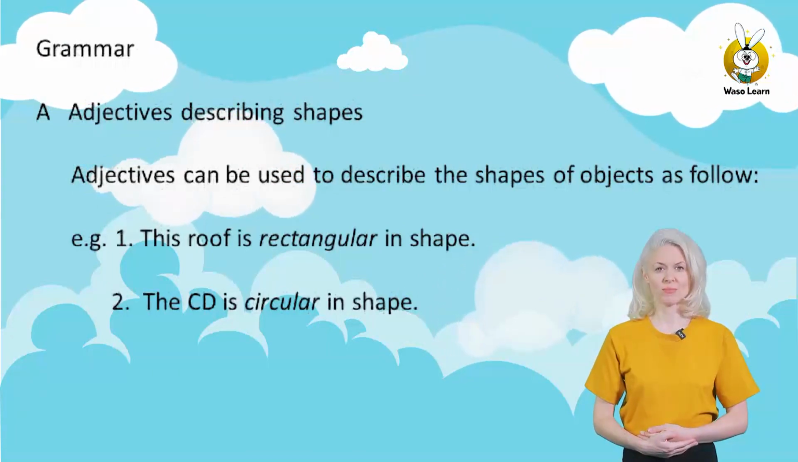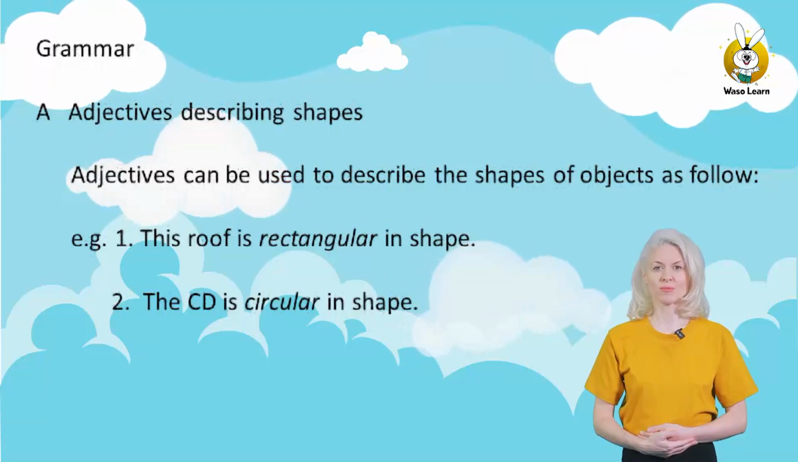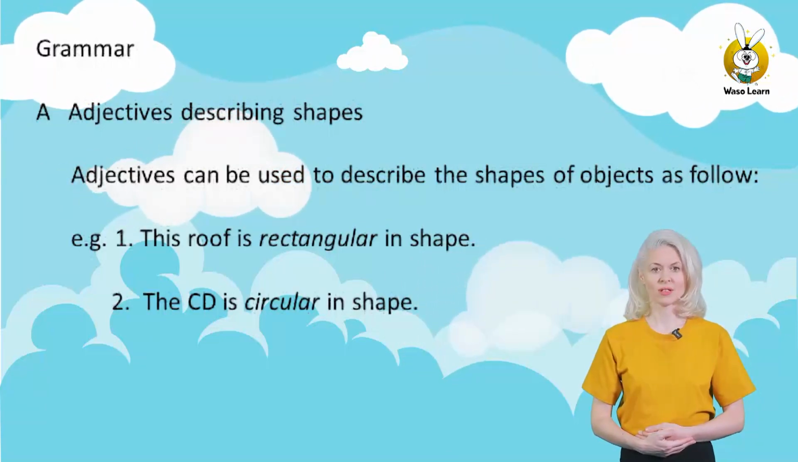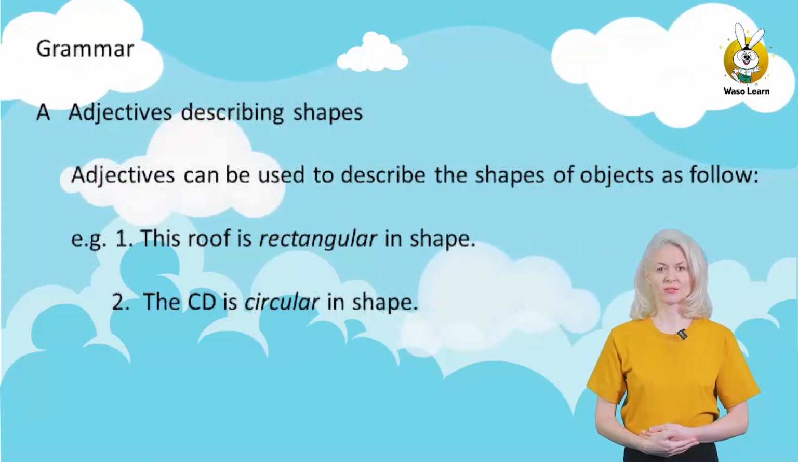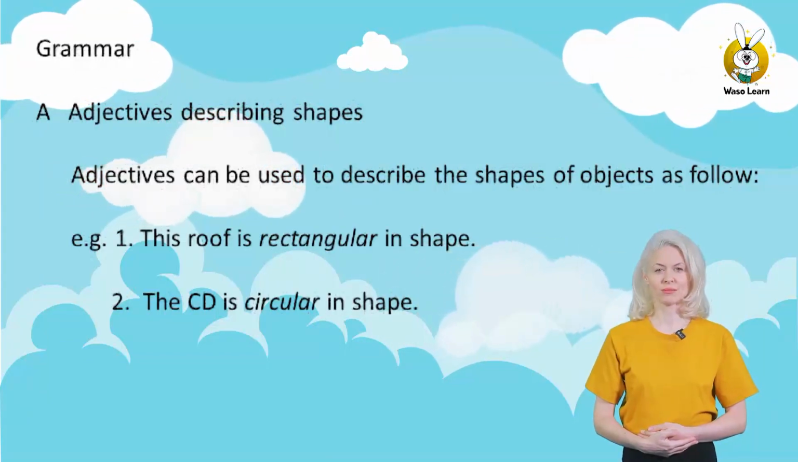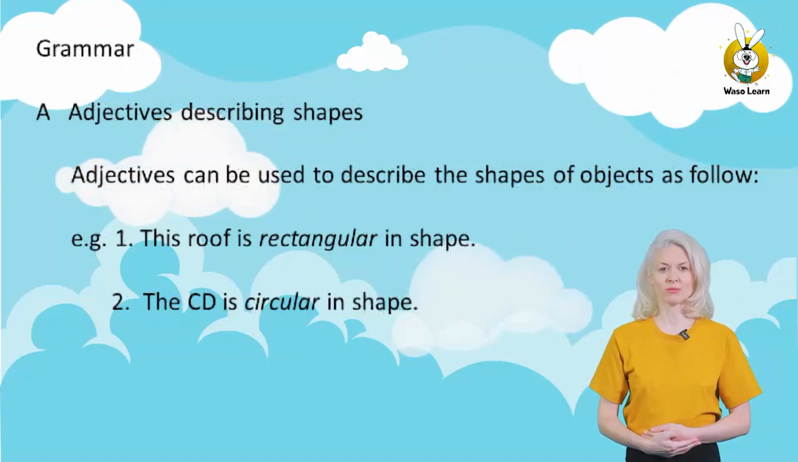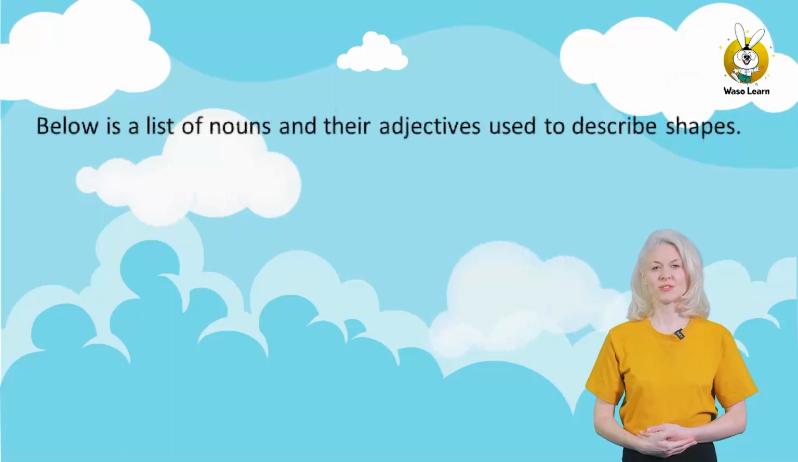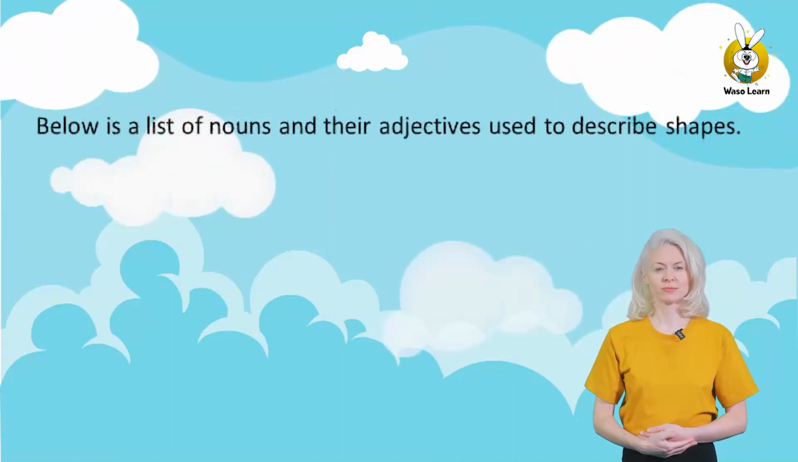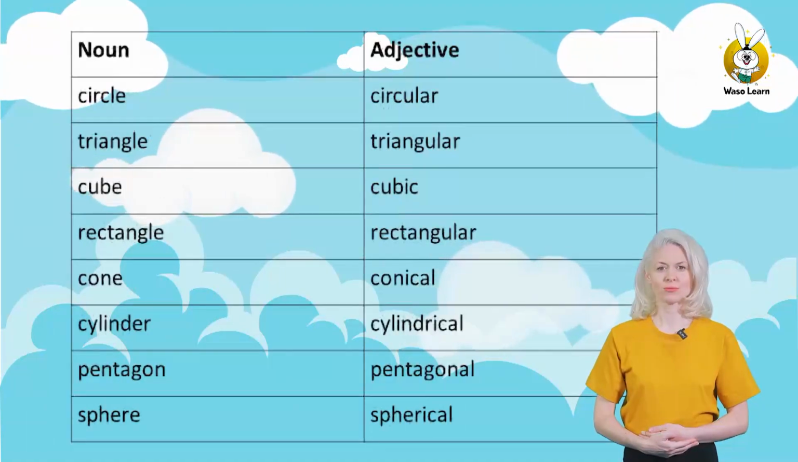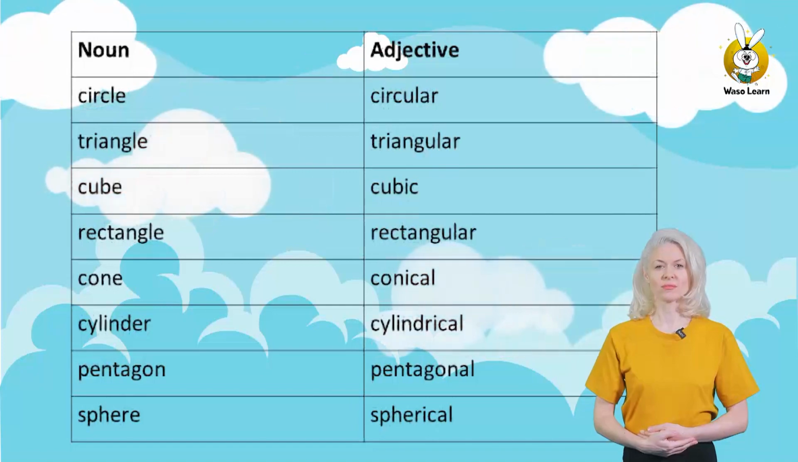Grammar. A. Adjectives describing shapes. Adjectives can be used to describe the shapes of objects as follows. For example, 1. This roof is rectangular in shape. 2. The CD is circular in shape. Below is a list of nouns and their adjectives used to describe shapes. Noun: circle. Adjective: circular.